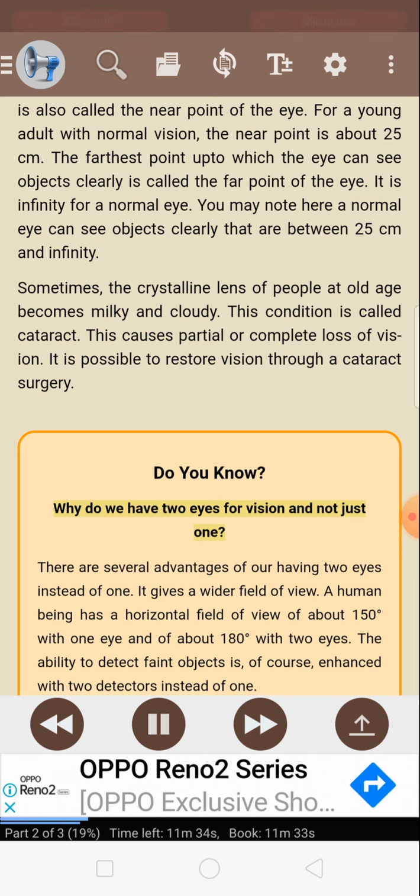Do you know why we have two eyes for vision and not just one? There are several advantages to having two eyes instead of one. It gives a wider field of view. A human being has a horizontal field of view of about 150 degrees with one eye and of about 180 degrees with two eyes. The ability to detect faint objects is, of course, enhanced with two detectors instead of one.